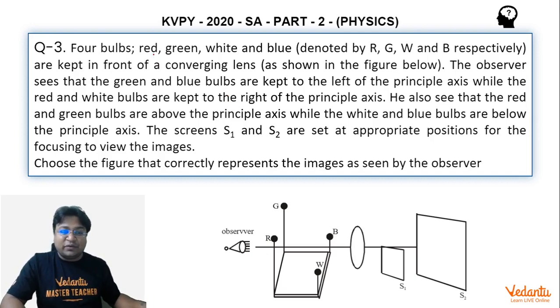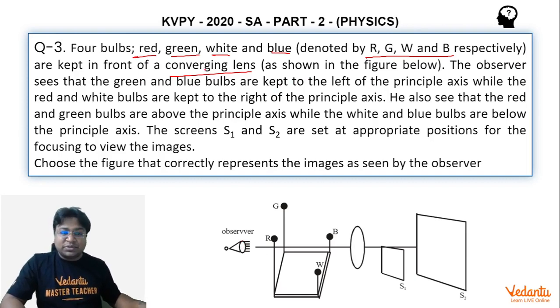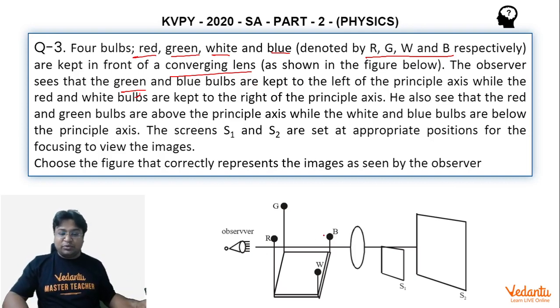It says that there are four bulbs, red, green, white and blue, denoted by RGWB, and they're kept in front of a converging lens, that is a convex lens. The observer sees the green and the blue bulb. So the observer is here. So for this observer, the green and the blue bulbs are to the left.